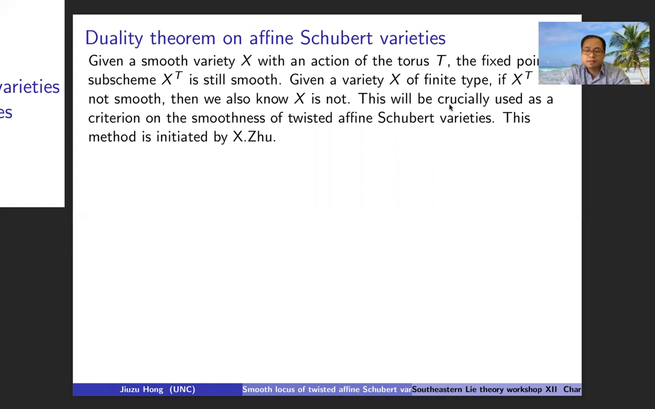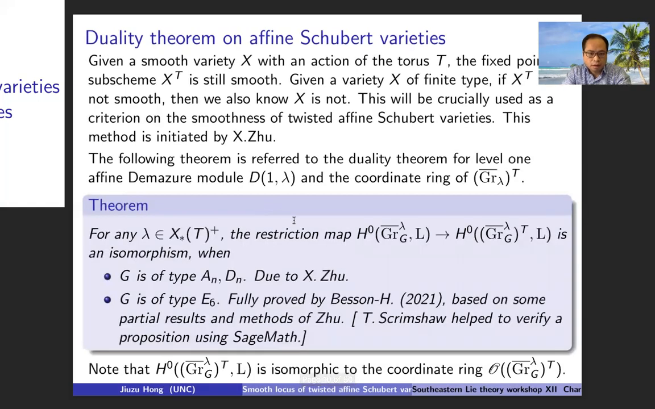So this method was initiated in a paper by Xinwen Zhu in the setting of the untwisted affine Schubert variety. So it basically didn't give a new result, but this method is going to be used by us for the twisted case. Okay, now I can state a theorem.